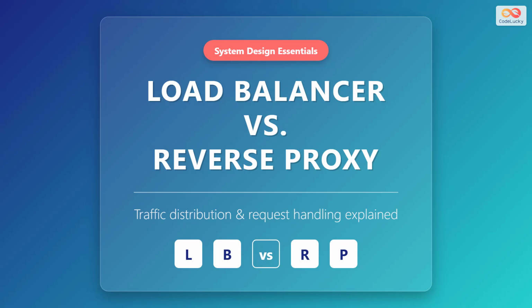Today, we are tackling a very common question. What is the difference between a load balancer and a reverse proxy? These two components often seem similar because they both sit between a client and a server, but they serve different purposes.